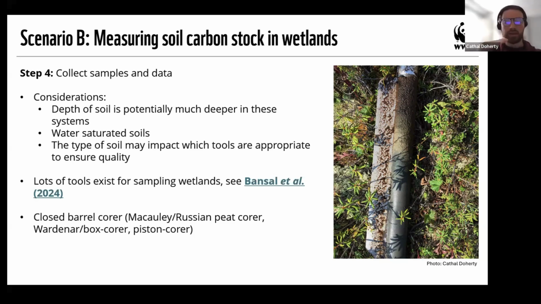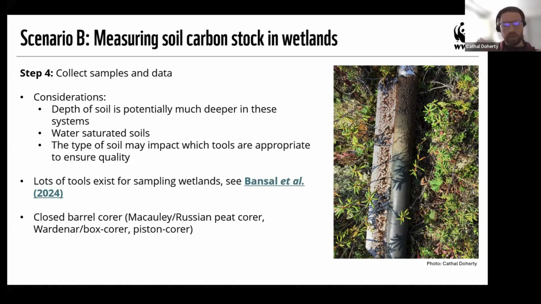And if you're sampling every 10 centimeters, that's 20 samples for just that single core. So that's peat depth in this case, but soil depth in wetlands generally has to be considered. The other thing to consider is where the water level is at. So if the water level is at ground or above ground, then all of the soil is going to be saturated, and you need a closed barrel corer to really secure that sample so the water doesn't rush and flood all the soil out of the barrel.